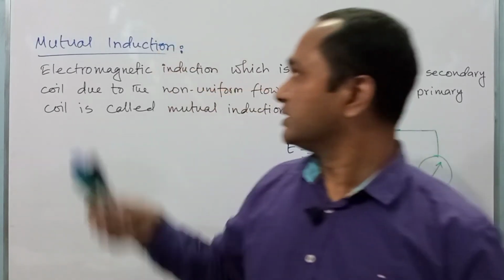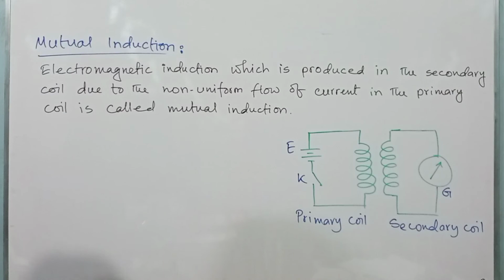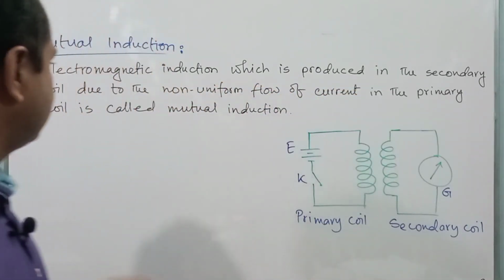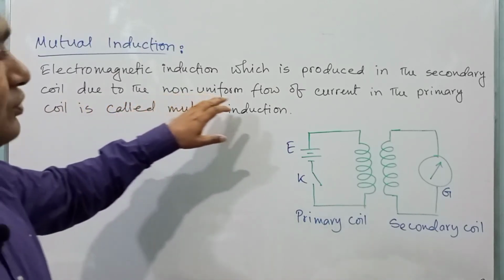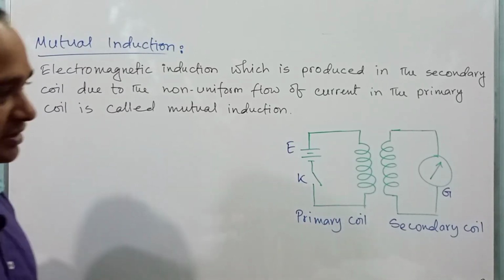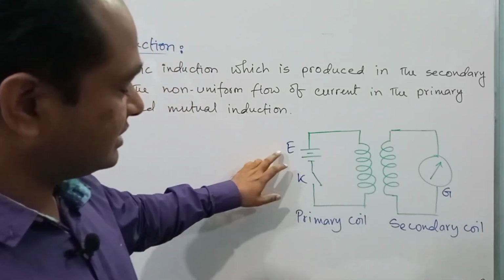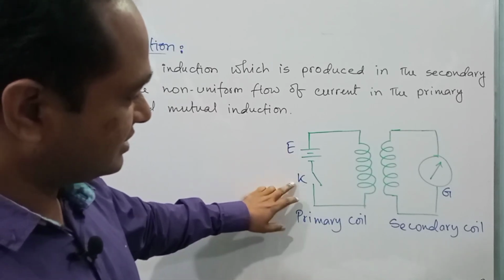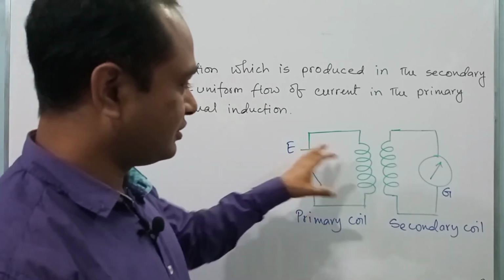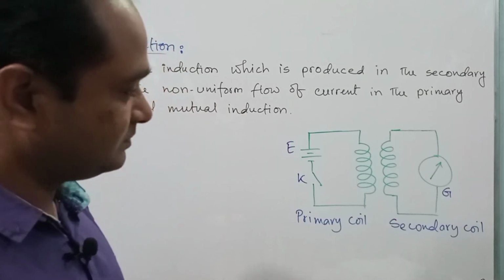Now, we will see the mutual induction. Okay. So, the statement is that electromagnetic induction which is produced in the secondary coil due to the non-uniform flow of current in the primary coil is called mutual induction. In the figure, this indicates the primary coil. In the primary coil there is a source of electric current and a key, by which we can change or control the flow of current in the coil.